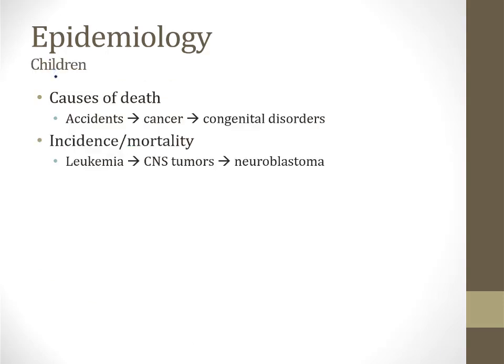The epidemiology of cancer is different in children compared to adults. First of all, the causes of death are different for children. The most common cause of death among children is accidents, and if you've ever watched little kids play, you would know why this is the case. Second most common cause of death is cancer, and third is congenital disorders. In terms of both the incidence and the mortality from cancer, leukemia is number 1. In particular, acute lymphoblastic leukemia is very common in children. Second cancer in terms of incidence and mortality are CNS tumors, and third is neuroblastomas.